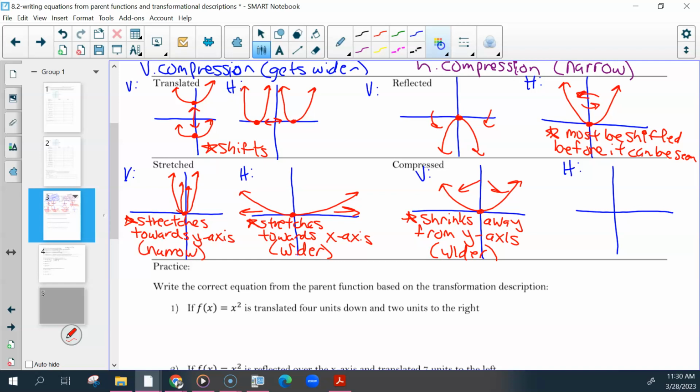The horizontal compression does the same thing. It shrinks away, but from the x-axis. So if it's shrinking away from the x-axis, it'll start to get narrower because it's getting away from the y-axis.